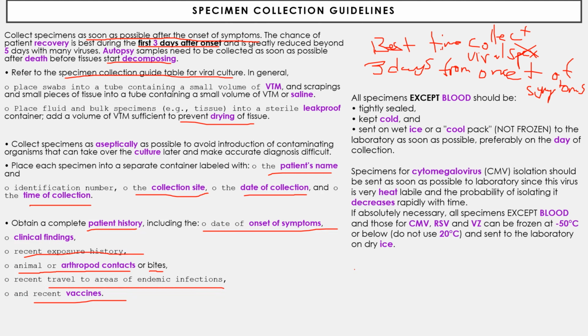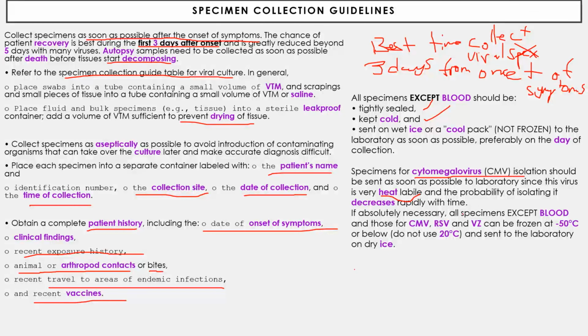Now, all specimens, class, except blood should be tightly sealed, kept cold, and sent on wet ice or a cool pack to the laboratory as soon as possible, preferably on the day of collection. Now, specimens for CMV or cytomegalovirus isolation should be sent as soon as possible since this virus is very heat labile. When you say heat labile, class, it can easily be destroyed by heat, and the probability of isolating it decreases with time.